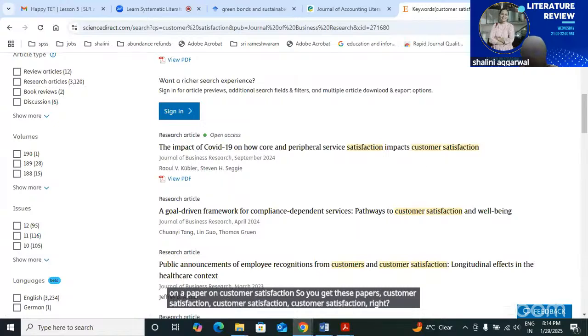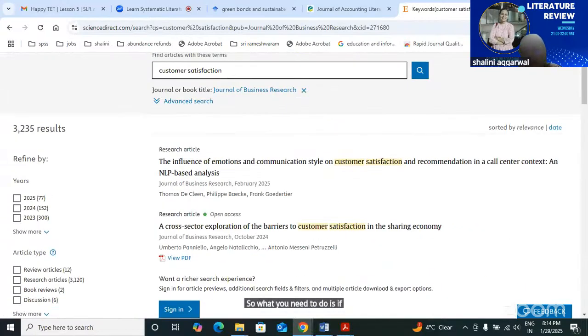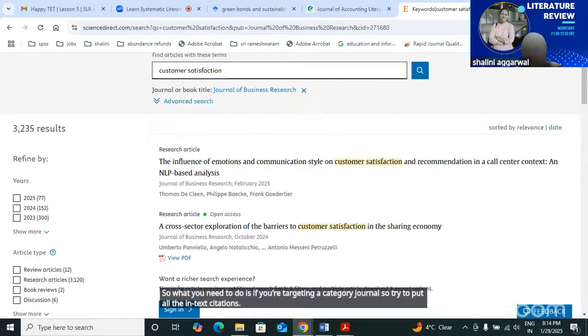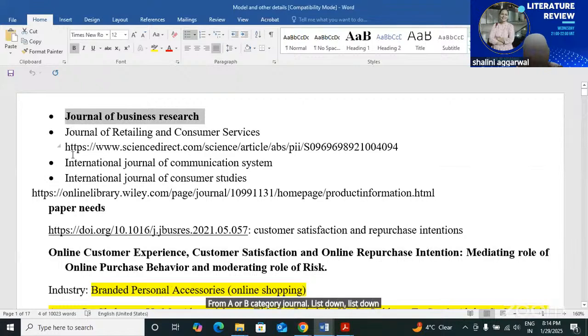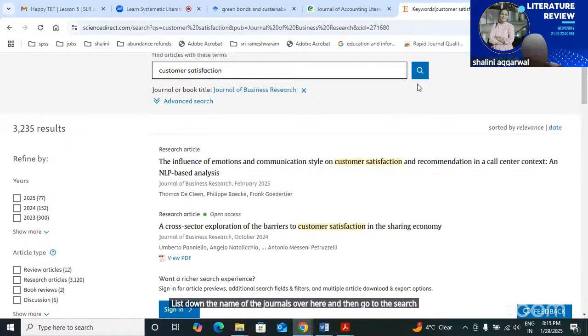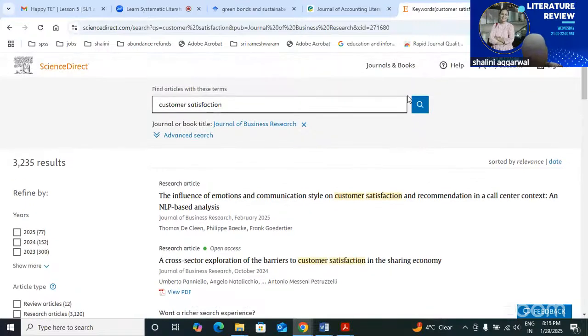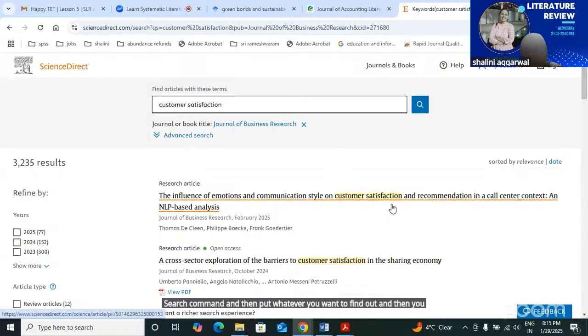So what you need to do, if you are targeting an A category journal, is try to put all the in-text citations from A or B category journals. List down the names of the journals first over here like this, then go to the search command, put whatever you want to find, and then you cite these papers.